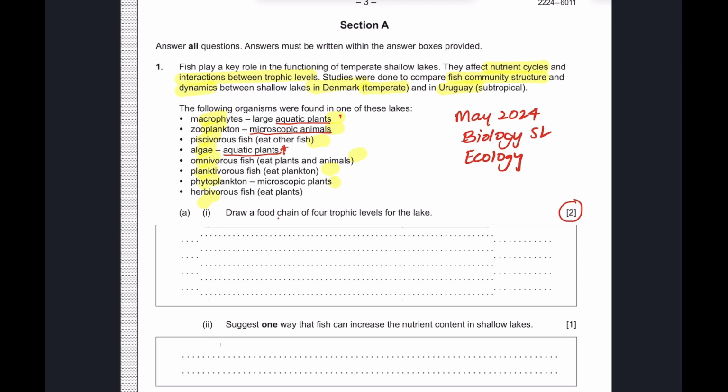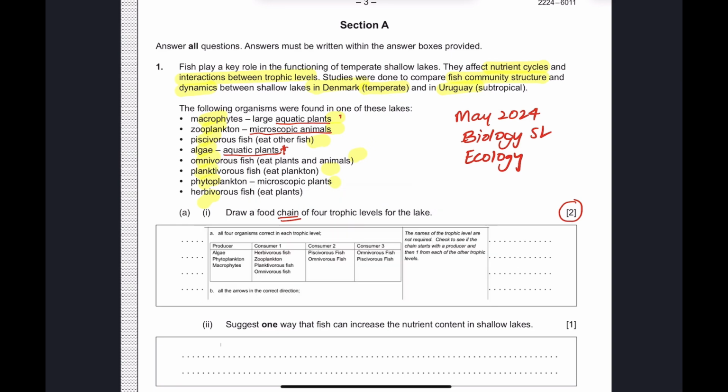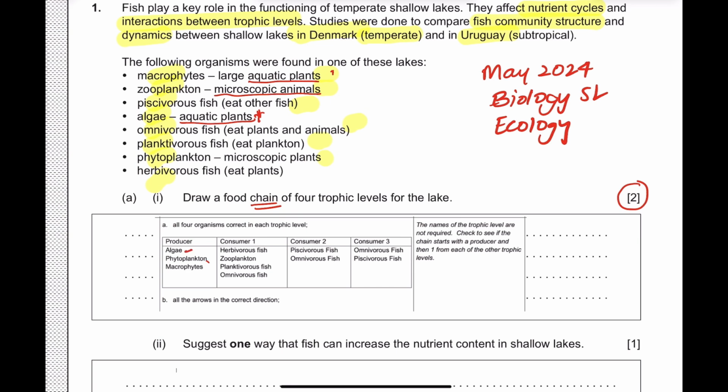One is for the food chain. We are talking about the chain and not about the web. So you can pick any of the chain here: producer, algae, any of these 3; consumers, any of these fish; then omnivorous fish, which is already given here, eating plants and animals, or the fish that eat other fish, piscivorous fish, consumer 2 and consumer 3. Now the names of the trophic levels are not required here, only draw a food chain, but when you're making the arrow, it should be in the correct direction. So this should be in this direction and you get 2 full marks.